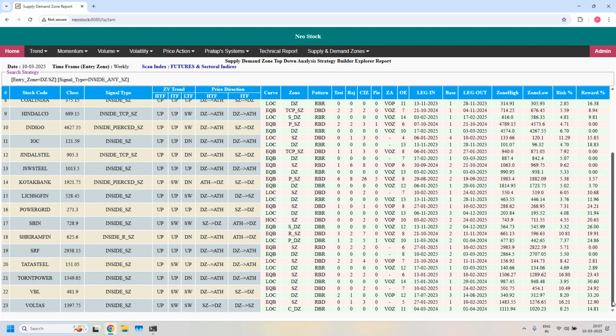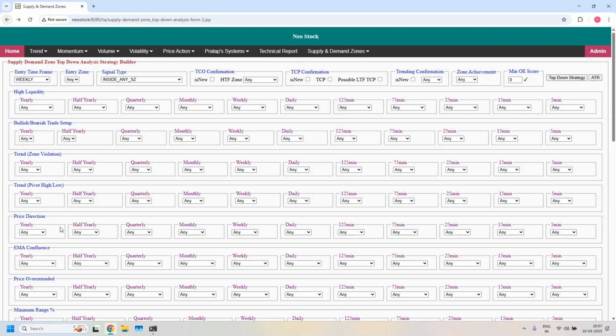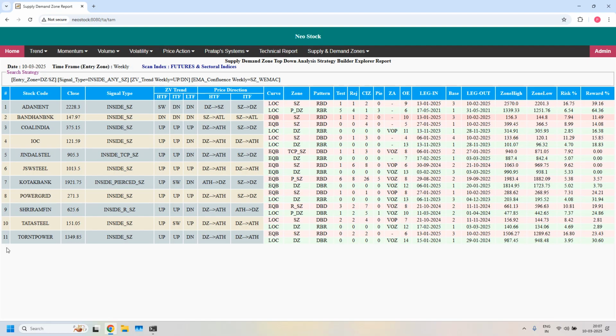We can further filter based on EMA Confluence, weekly supply zones having weekly EMA Confluence, and trend on weekly should not be sideways. It can be up or down. So total 11 stocks are filtered. These 11 supply zones are having weekly EMA Confluence.